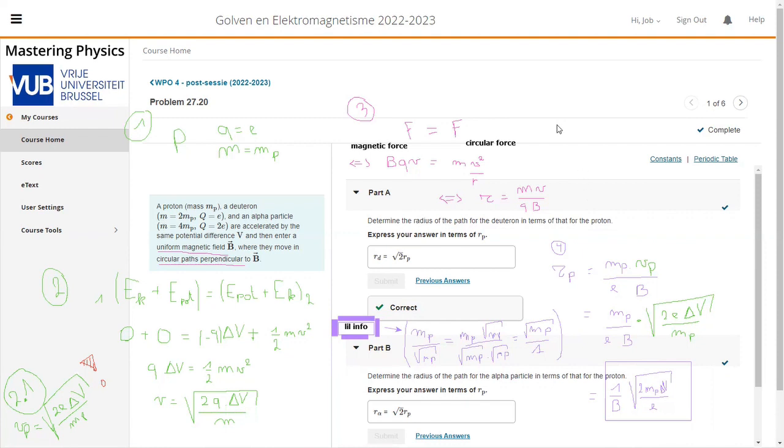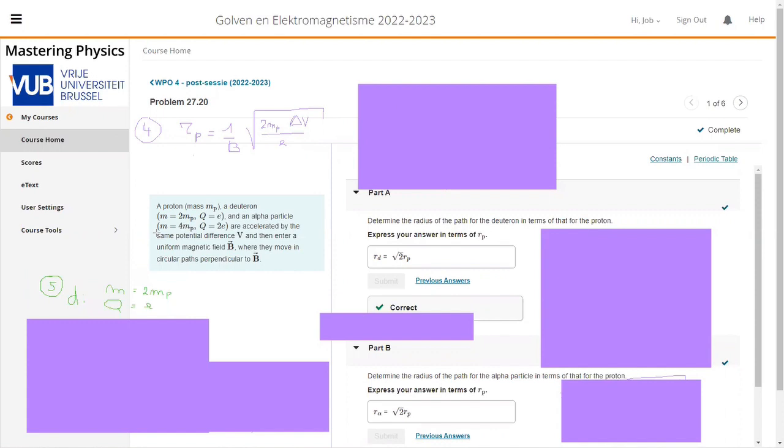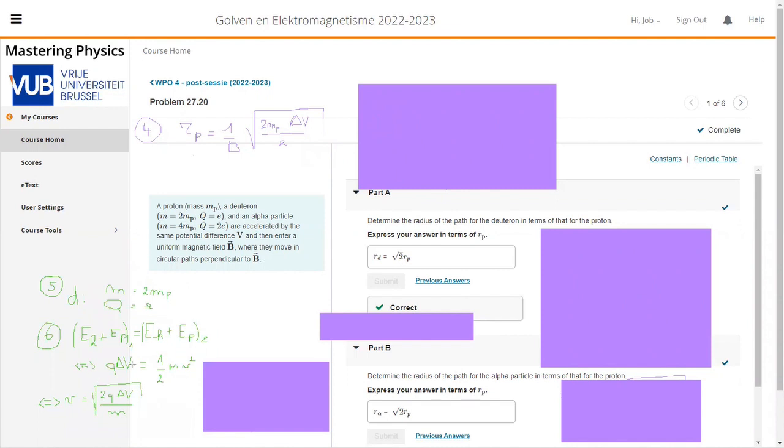It's not finished. So we are not in the first step, we are in the fourth step. The fourth step is R_P equal to 1 over B, then you know this formula from the previous one. Then what you have to do is do it for the deuteron. The mass is 2 times the mass of the proton and the charge is E, not the electron, just E.